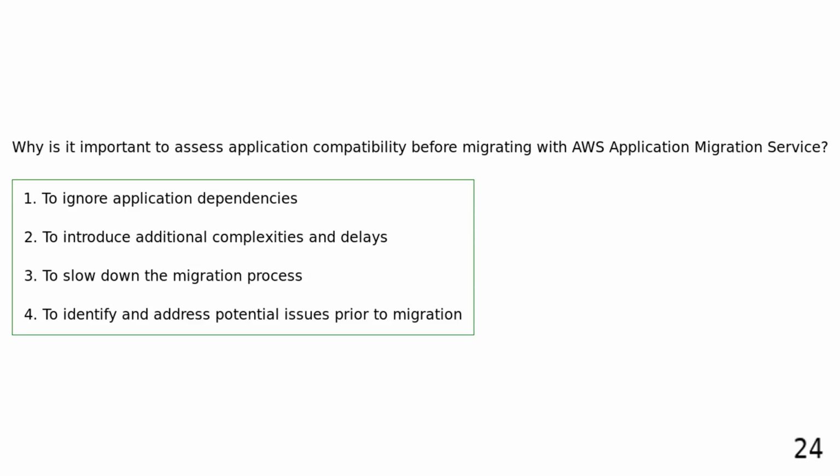Why is it important to assess application compatibility before migrating with AWS Application Migration Service? To ignore application dependencies. To introduce additional complexities and delays. To slow down the migration process. To identify and address potential issues prior to migration.